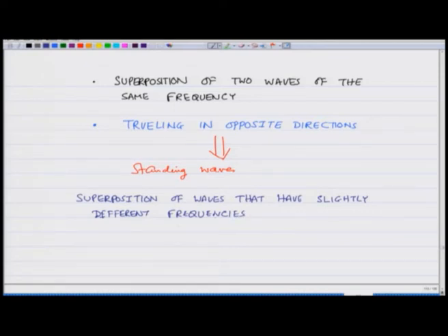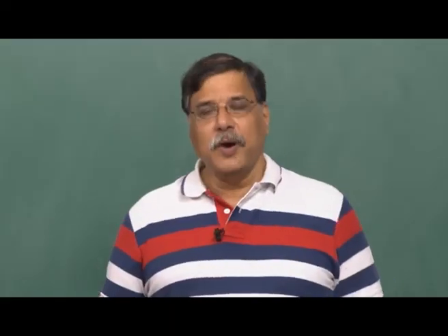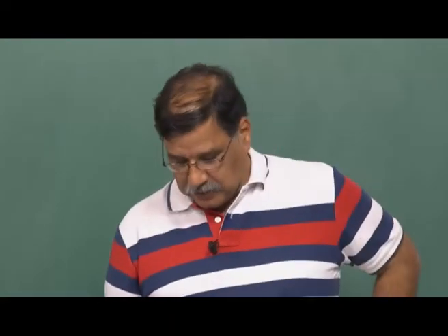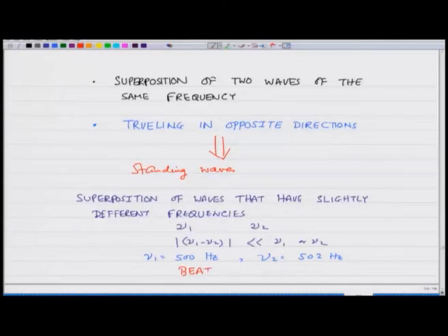What we mean by that is, suppose one frequency is nu 1, the other frequency is nu 2, then the magnitude of nu 1 minus nu 2 is much less than either nu 1 or nu 2. For example, I could have nu 1 equals 500 hertz and nu 2 equals 502 hertz. So, the difference is really small. What happens in that case? That case gives rise to something called the beat phenomenon, and I would like to discuss that.